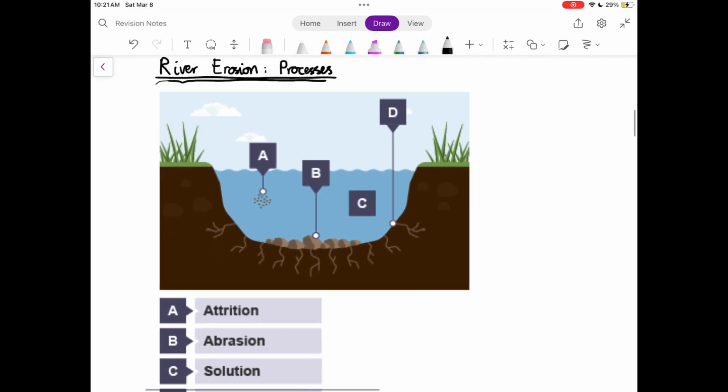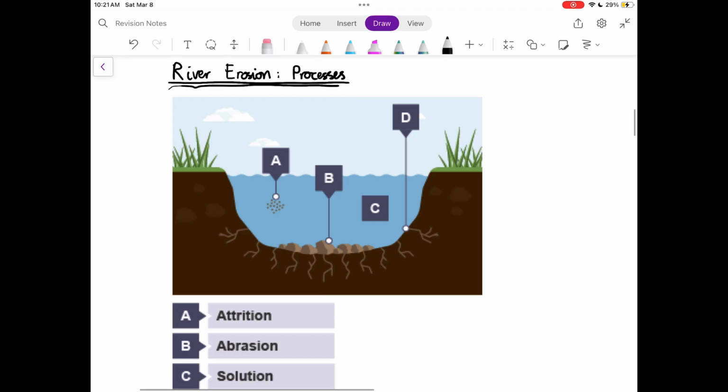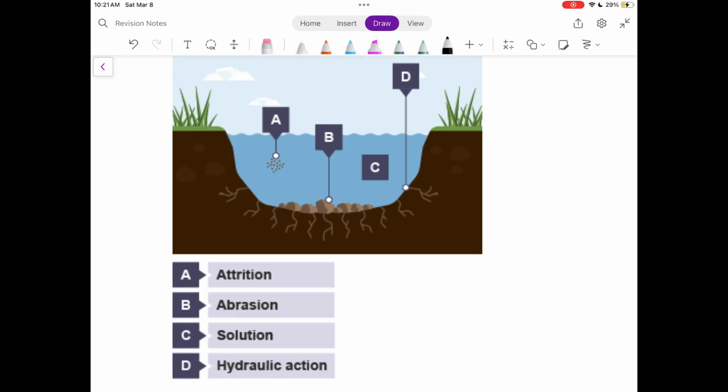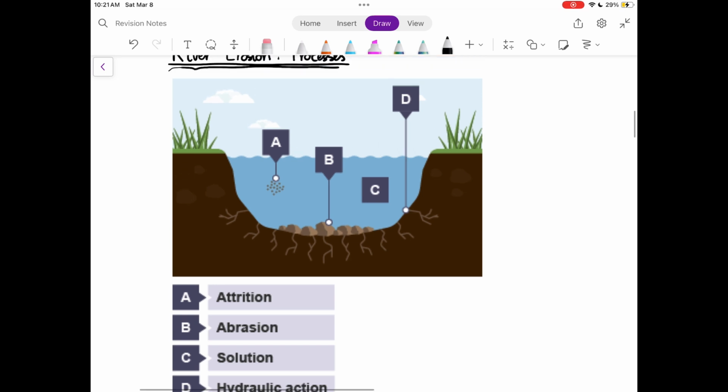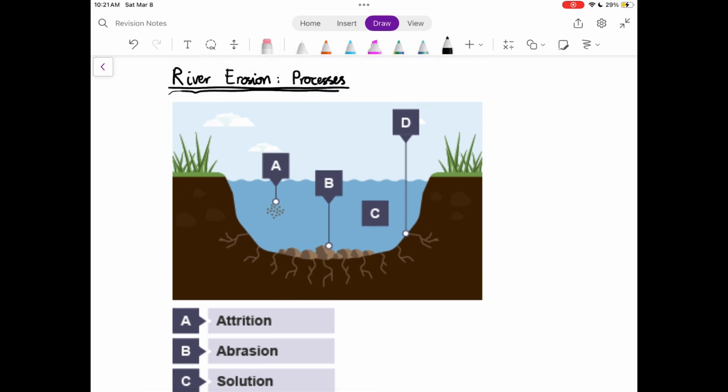Okay, so now we're going to be looking at the erosional processes in rivers. It's quite similar to coasts, which I'll cover in a future video. But for now, I'm going to be going through the ones that are relevant to rivers.